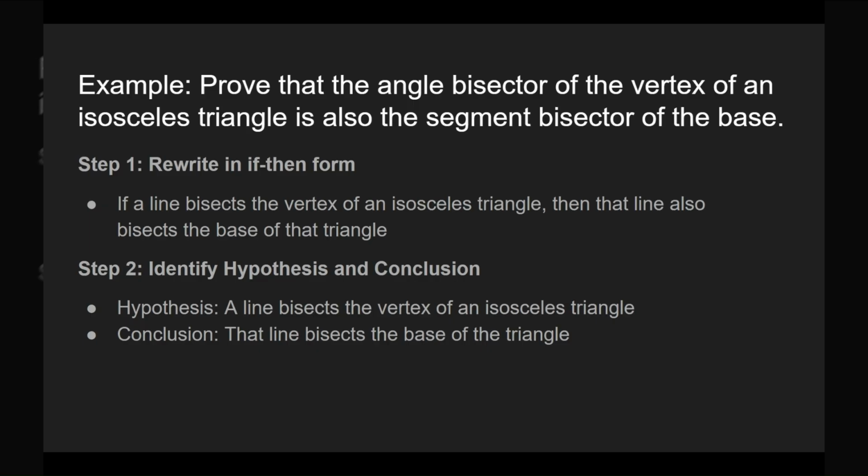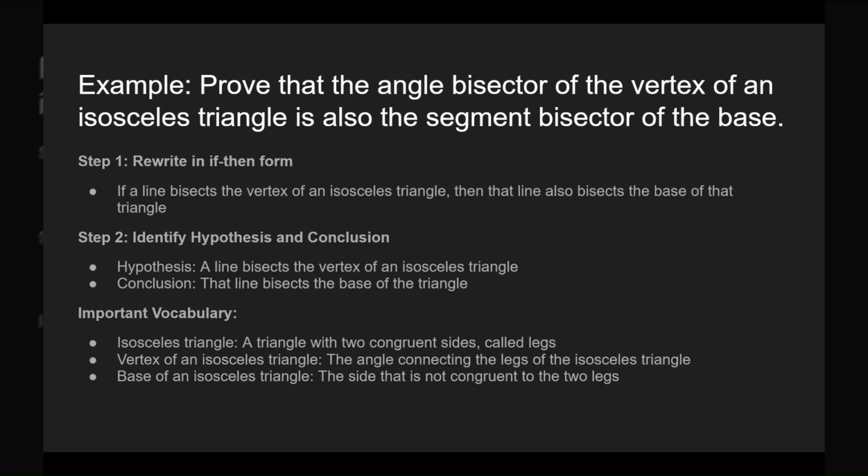It's also valuable to identify some important vocabulary here. So isosceles triangle is a triangle with two congruent sides. Those two congruent sides are called legs. The vertex of an isosceles triangle is the angle that connects those two legs, the two congruent sides. The base of an isosceles triangle is the side that is not congruent to the two legs. So in this theorem, we're saying that we have a line bisecting the vertex, this angle between the legs, and claiming that it also bisects the base, which is the side between the legs.